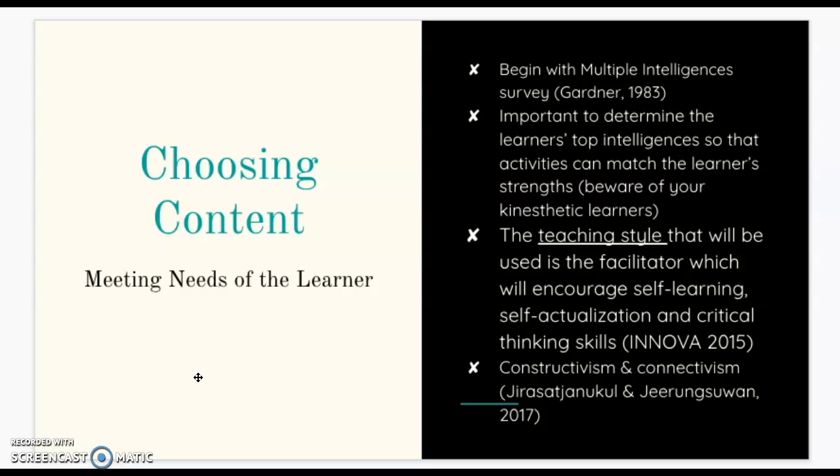Howard Gardner, there are several of these surveys online, but it's important to determine the learner's top intelligences so that activities can match the learner's strengths. And one thing with an online class is you want to be aware of your kinesthetic learners. So if you do survey your students and you find that you have a large proportion that are kinesthetic, meaning that they are active versus more passive and require movement, you just want to make sure that you can accommodate for them.